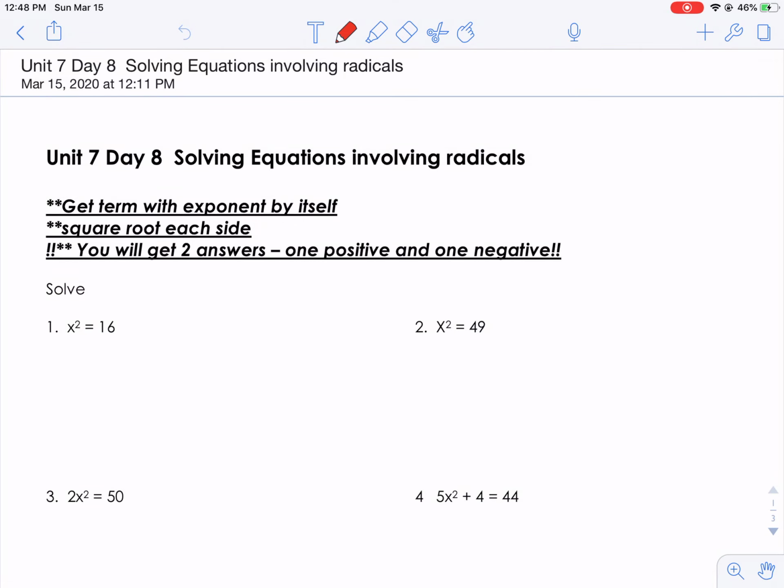Alright, so this is Unit 7, Day 8. This is solving equations using radicals. We're showing you this because when you get to completing the square and a few more lessons, it's going to be important. But you need to recognize one really important thing.